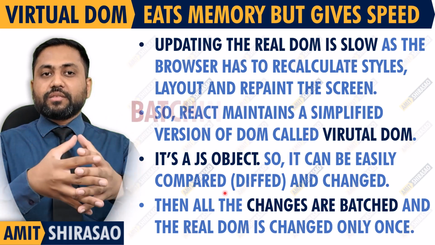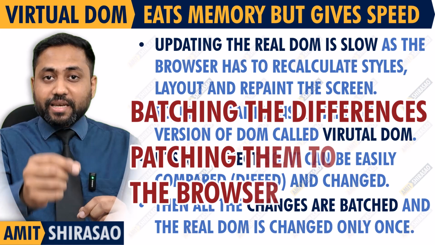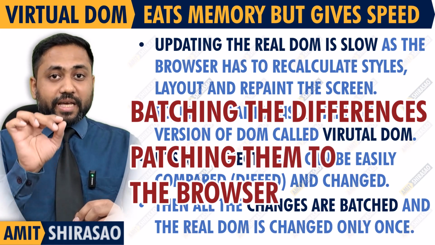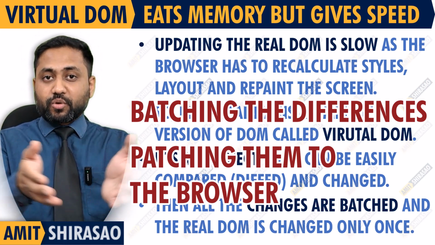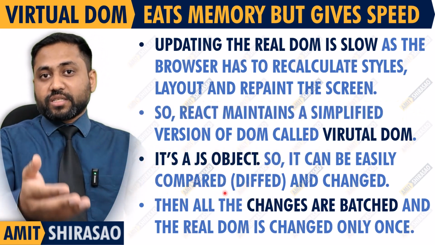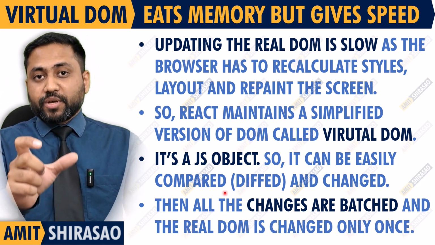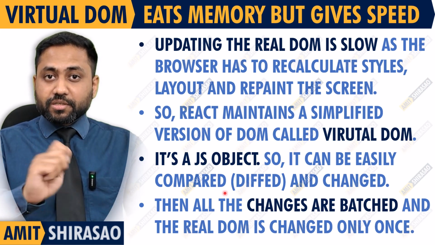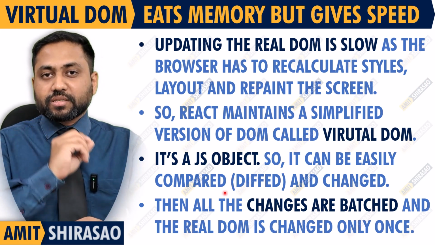Now see, batching means collecting all the changes together, and patching means telling the browser how to update the DOM. So it gives a patch to the browser, and it says this patch has all the changes that you need to make to the DOM. And that's why this is an easy and fast process, because DOM operations are a little memory intensive and time intensive. So it does not do too many DOM changes. It just batches everything and patches it in one go, and that's why it is faster.